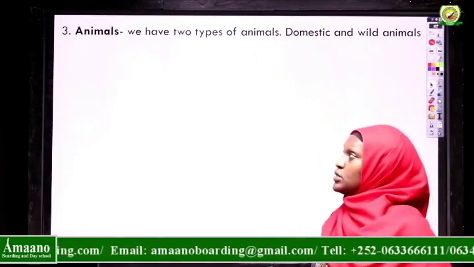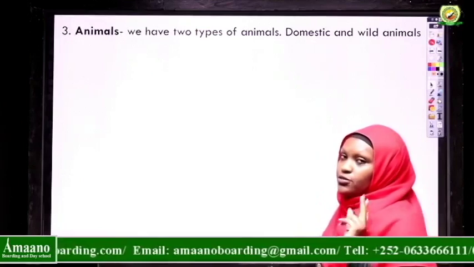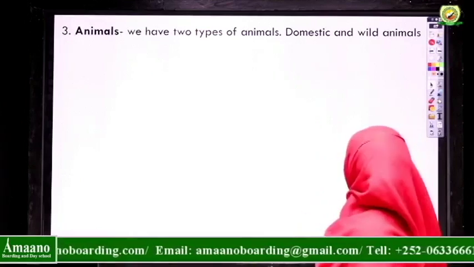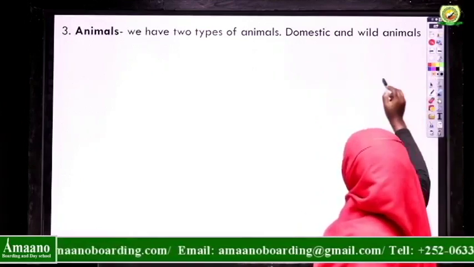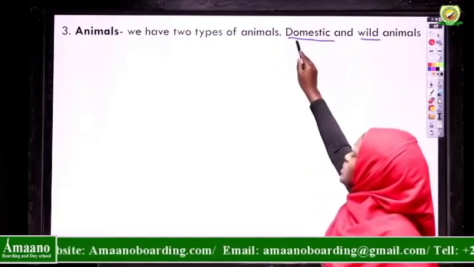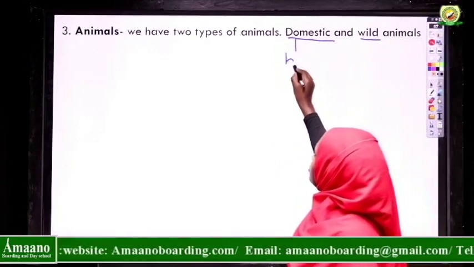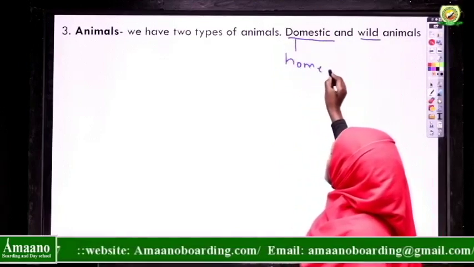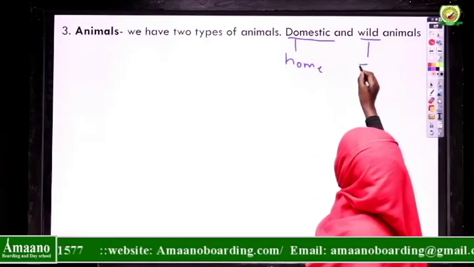Number three, we have animals. We know very well we have two types of animals. We have the domestic animals, and we have the wild animals. The domestic animals are the animals we keep at home, while the wild animals are the animals you'll find in the forest.